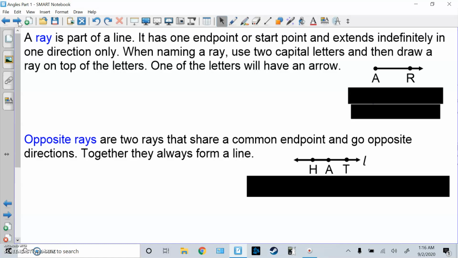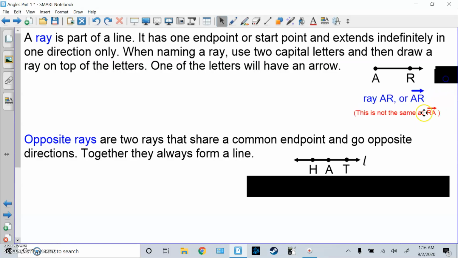When naming a ray, use two capital letters and then draw a ray on top of the letters. One of the letters will have an arrow. So here's an example, ray. You can call it ray AR, or you just use AR with the ray symbol on top. Make sure the arrow's on R, not A, because it starts on A and goes to R. This is not the same thing as ray RA, because that would be starting at R and going towards A and keep going past A.